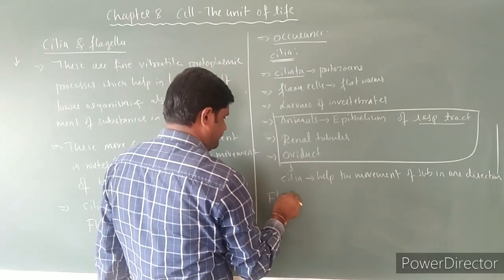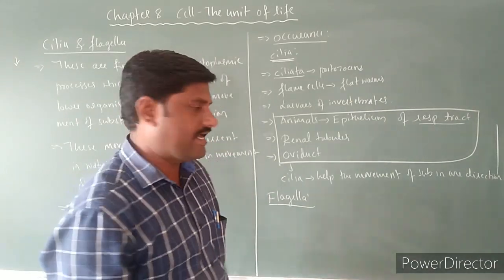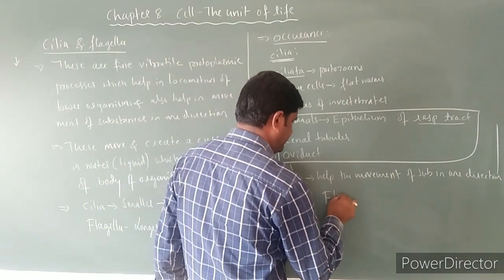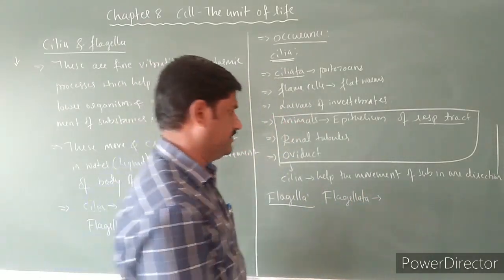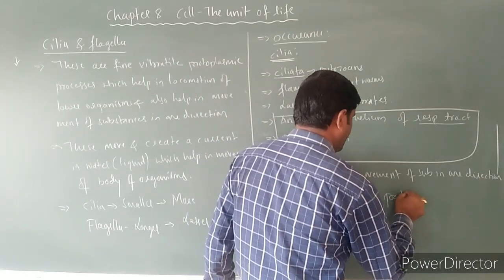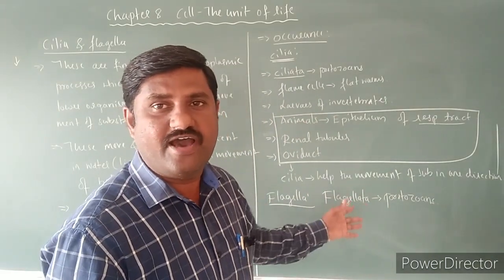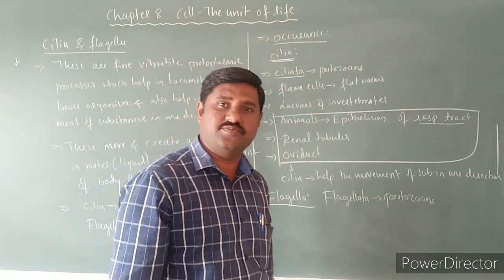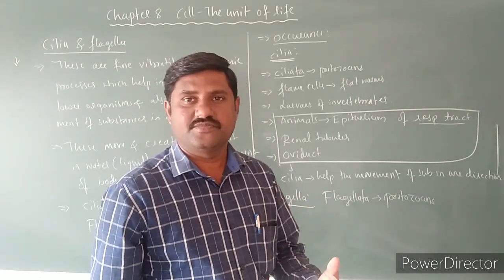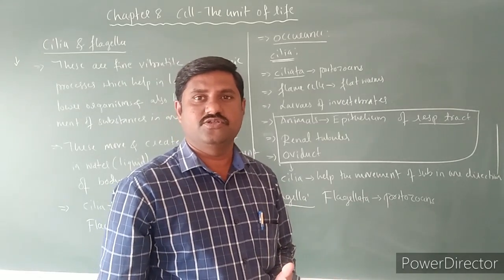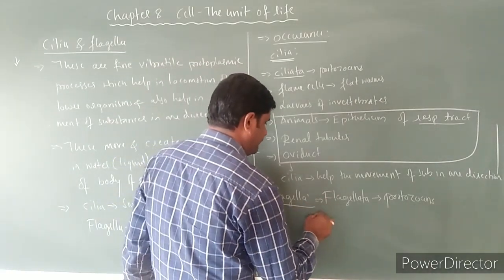What about the flagella? Where do you find these flagella? Flagellata is the group of the protozoans. In these protozoans you will find fine filamentous protoplasmic extensions. They are nothing but flagella. The flagellata group includes Euglena, which is the best example for this one. So flagella are present there.